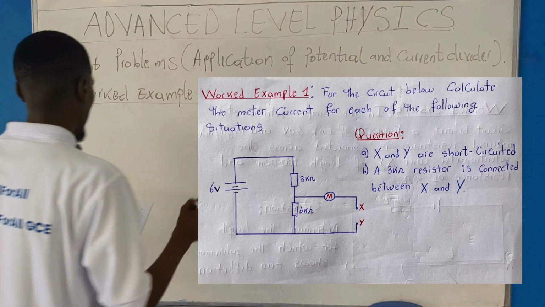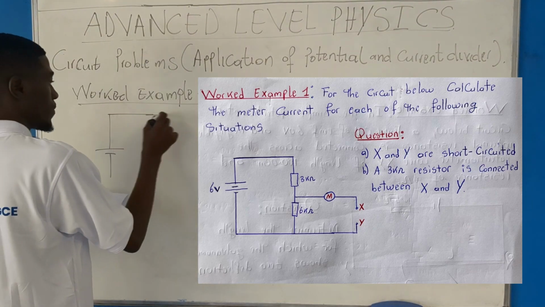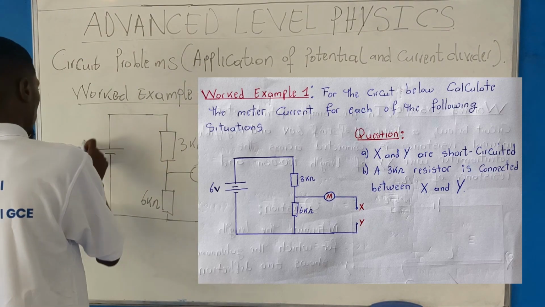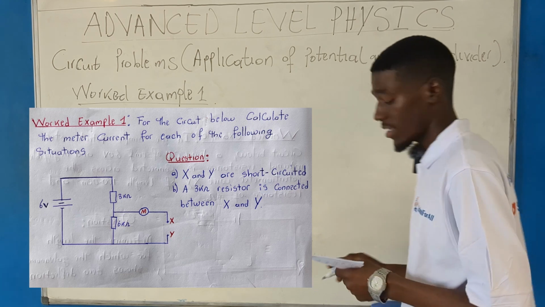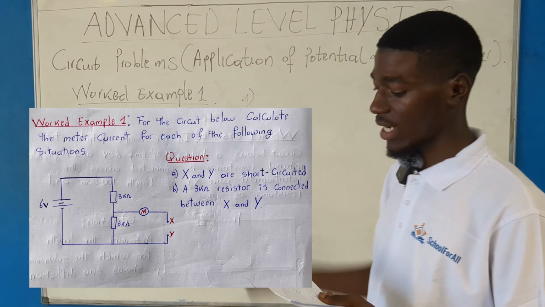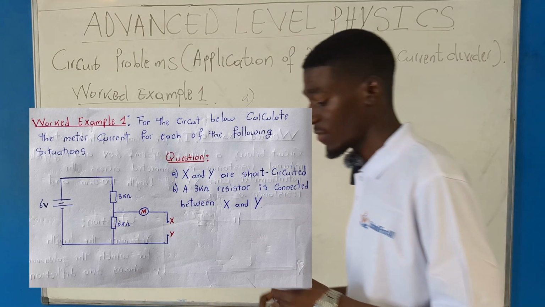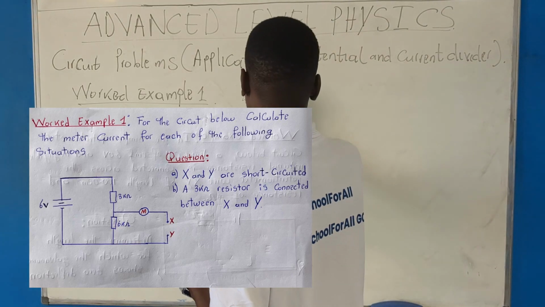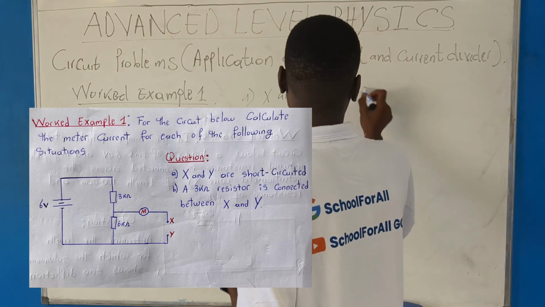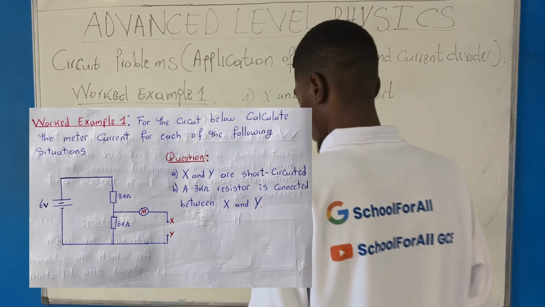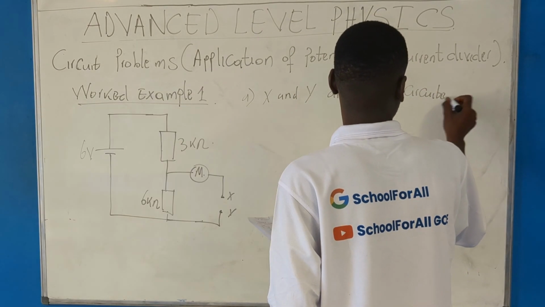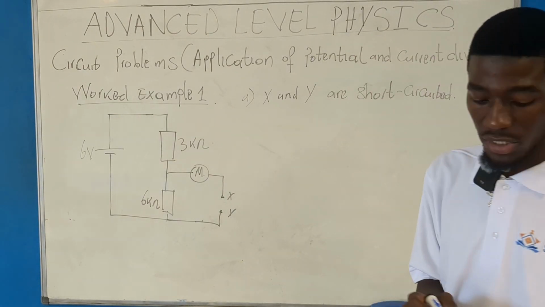So, example 1, we are having a circuit diagram. The first question is asking us: A. For the circuit diagram below, calculate the meter current for each of the following situations. A, X and Y are short-circuited.